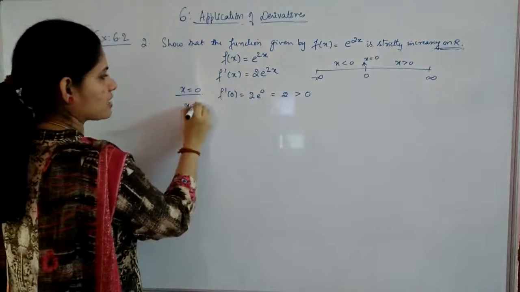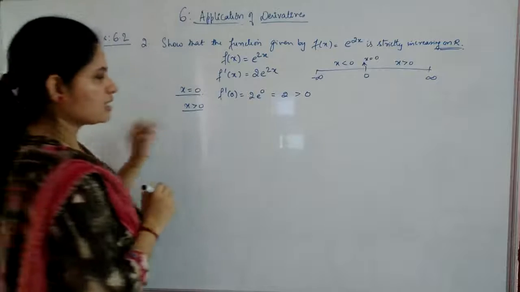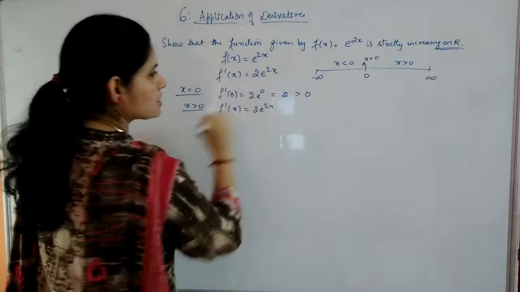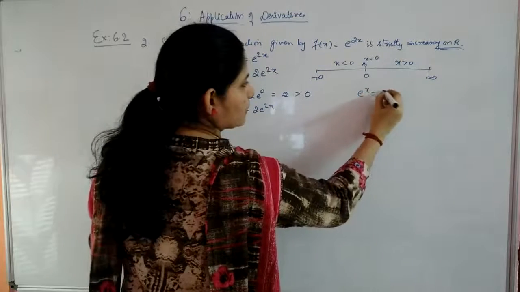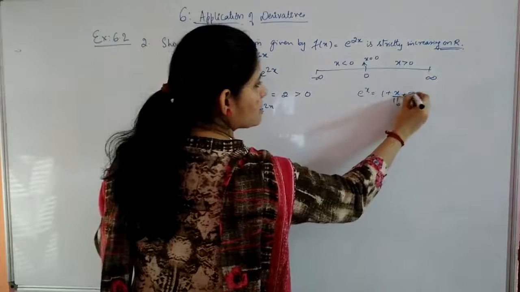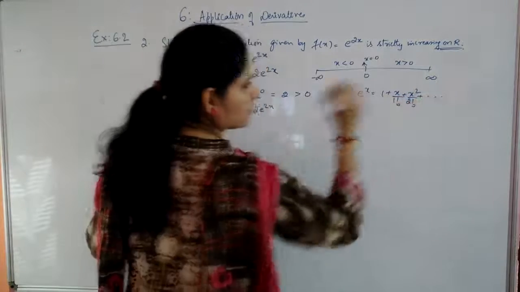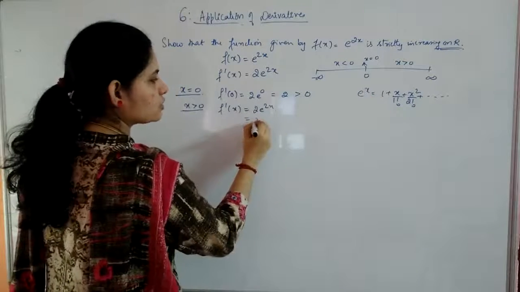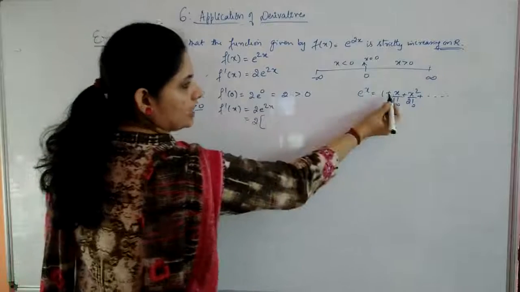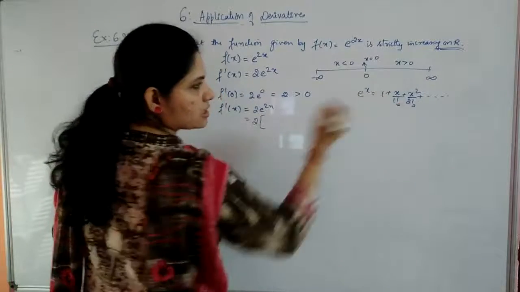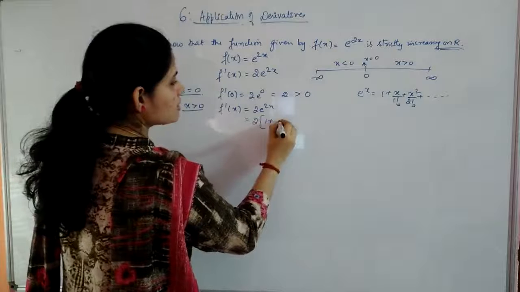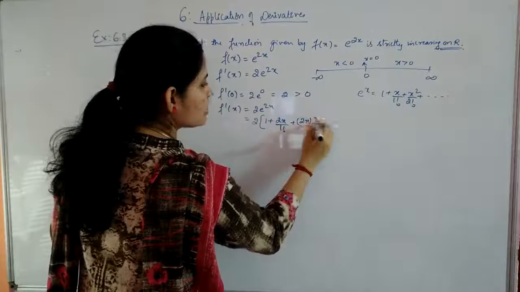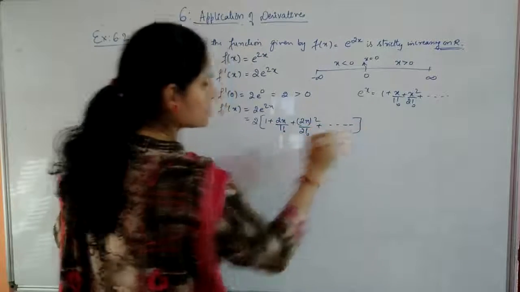Now if you take the case x is greater than 0. For x greater than 0, f dash of x is equal to 2 e raised to 2x. And what is the definition of e raised to x? 1 plus x by 1 factorial plus x square by 2 factorial plus etc., it will go. So here if I use that definition of e raised to x, e raised to 2x will replace x with 2x. So you will get 1 plus 2x by 1 factorial plus 2x the whole square by 2 factorial plus etc. Like this it will go.